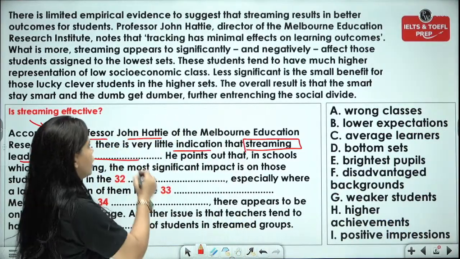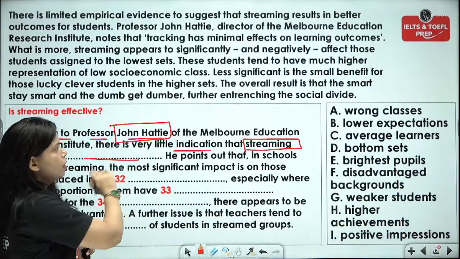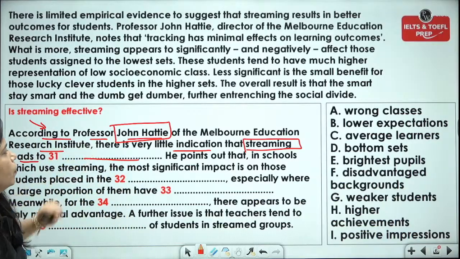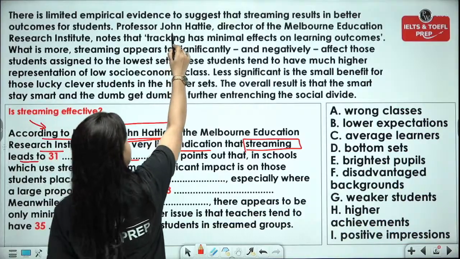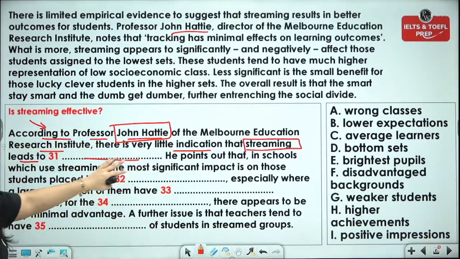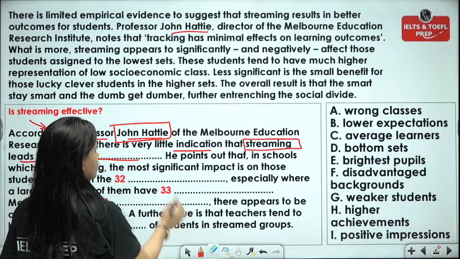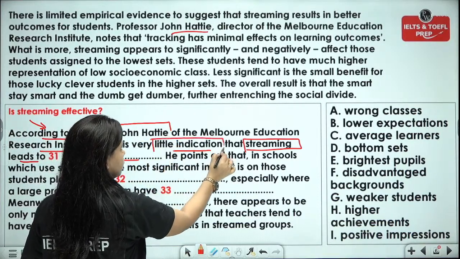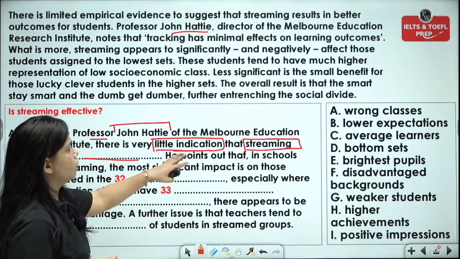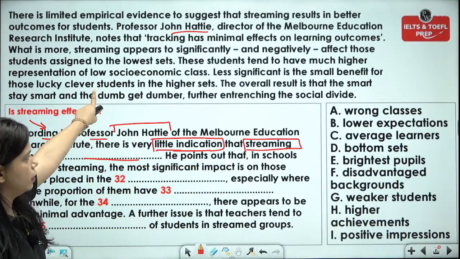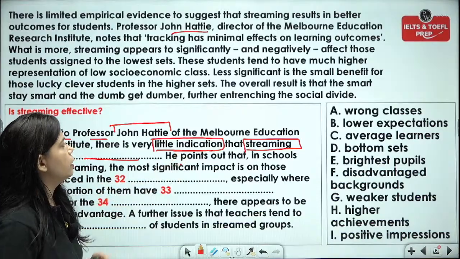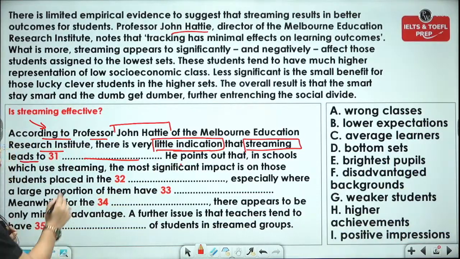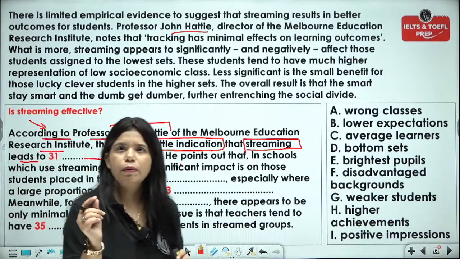Now, the main keyword here is John Hattie. So once again, according to Professor John Hattie of Melbourne Education, so you see John Hattie is over here. According to him, what is written? There is very little indication. Now you need to see there is very little indication of what? Where exactly are they using the synonym of little indication in this paragraph? There is very little indication that streaming leads to dash. So take a minute.